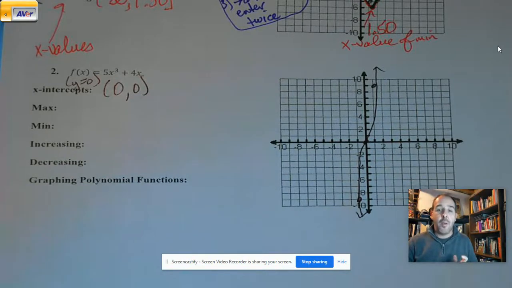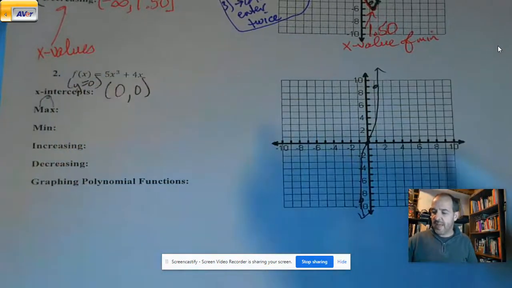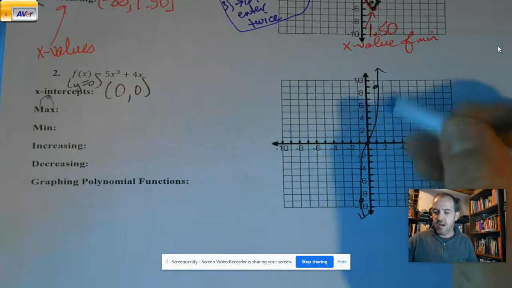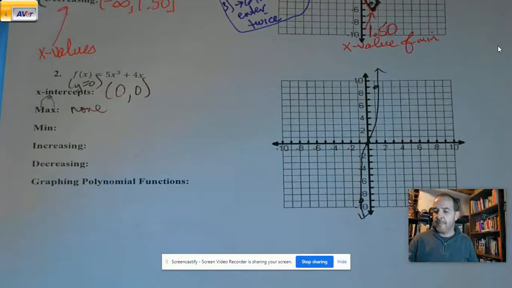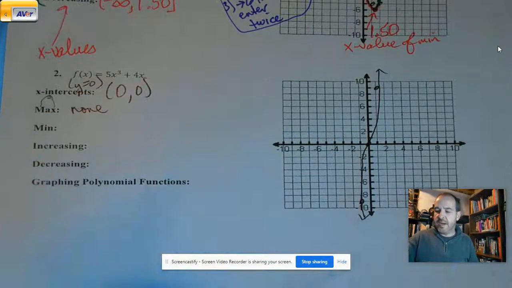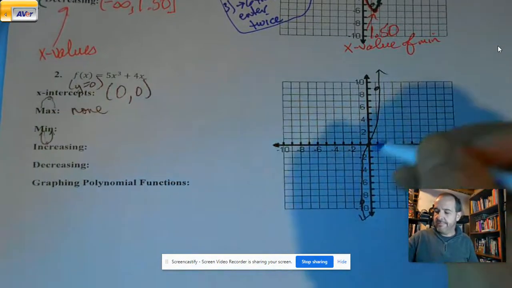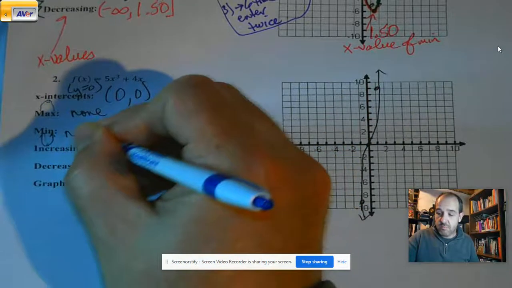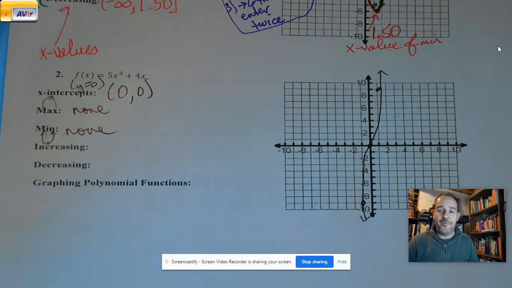Okay, maximum. Do I see any sort of hump that's going like that? No. Okay. Minimum. Do I see any curves with a bottom? No. Huh. Okay. Now, let the fun begin.